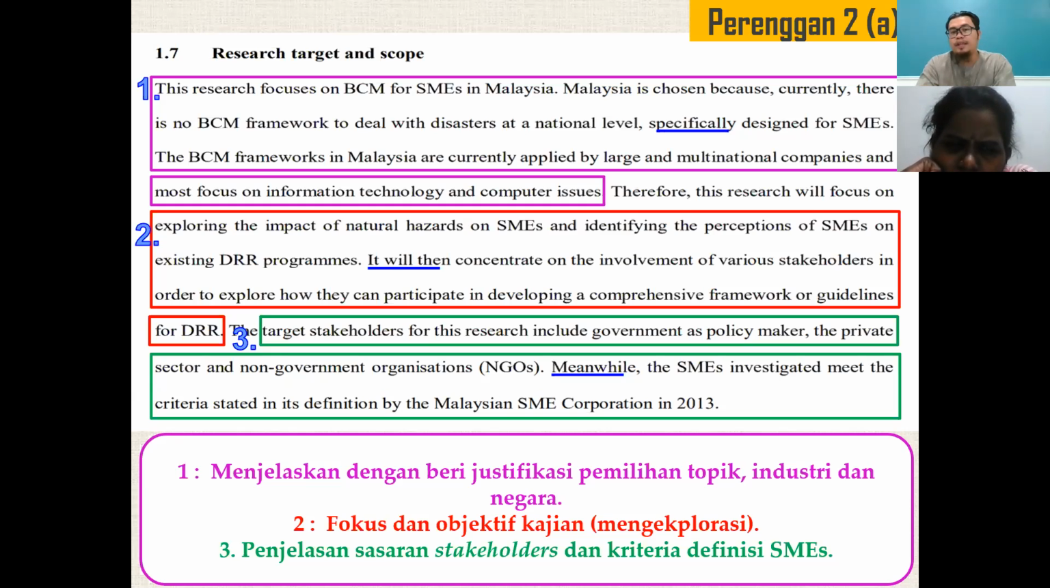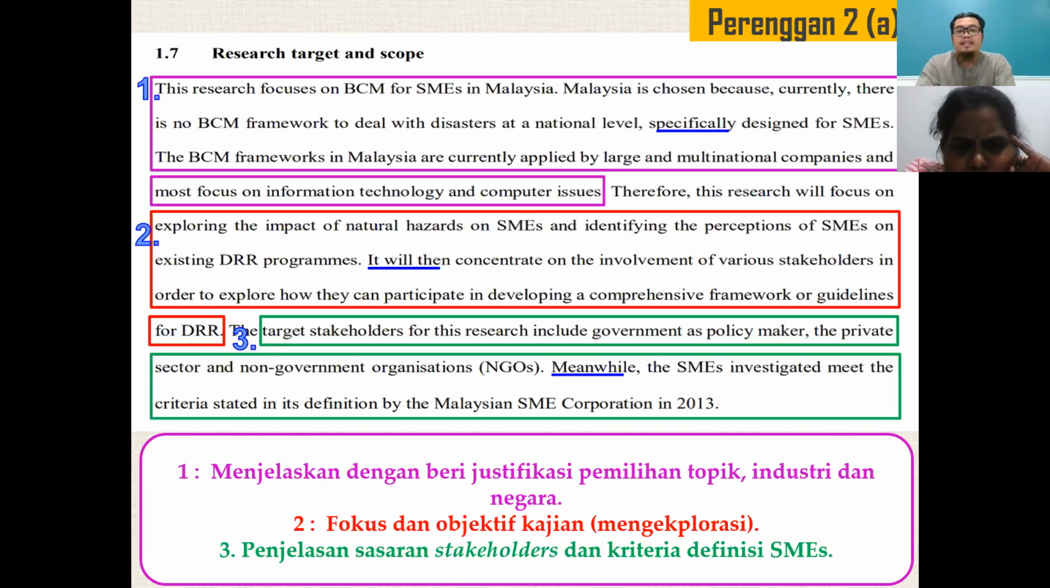Okay, in this part they try to highlight that previous research only covered what we call big companies, multinational companies or large companies, but for SMEs it is still limited. This is what we call the research gap. Why did they choose SMEs? Because not many studies cover SMEs.